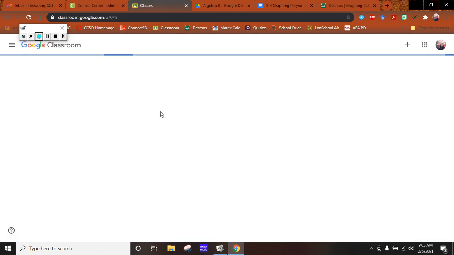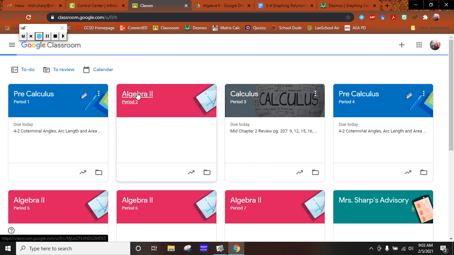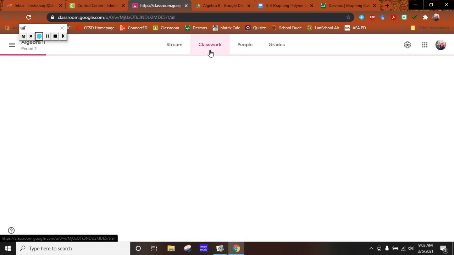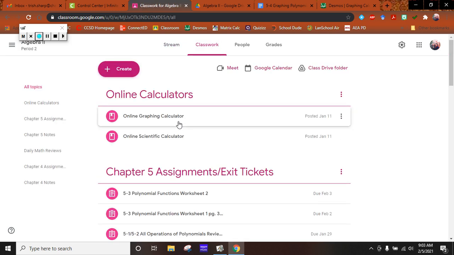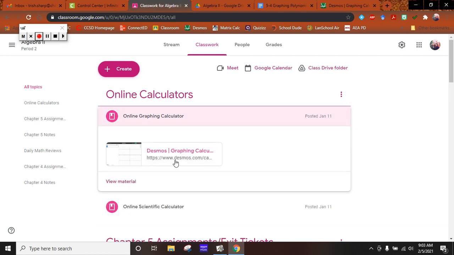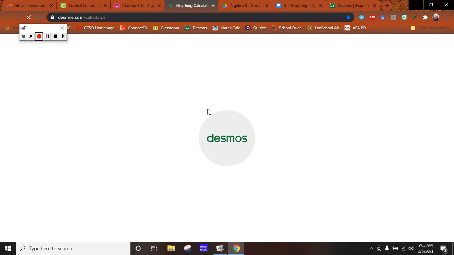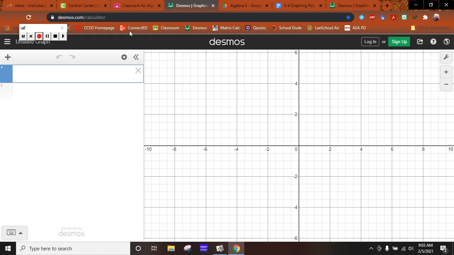As always, if you go to Classroom, if you go to the Classwork tab, I have it linked up here at the top. It's the online graphing calculator. Click that link, it'll go right to the graphing calculator that we need. So again, we're still using that same graphing calculator program that we've used in the past.